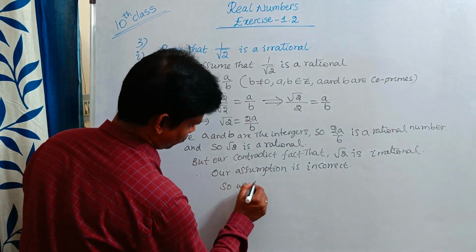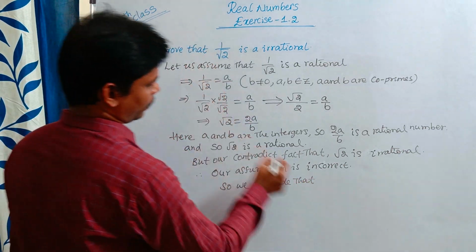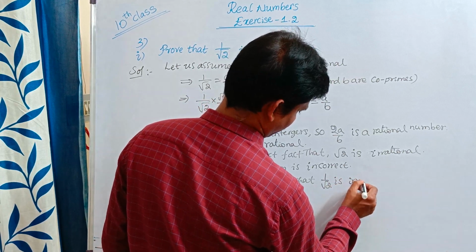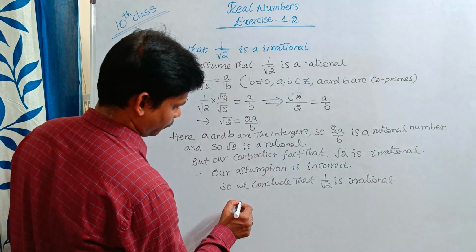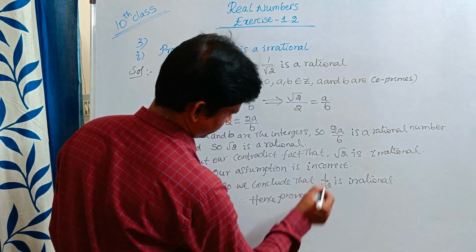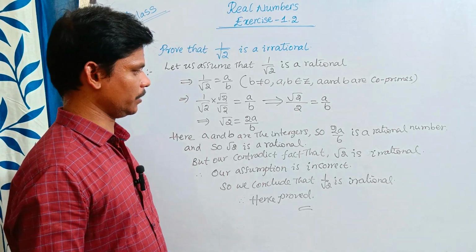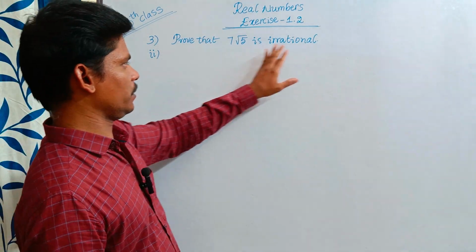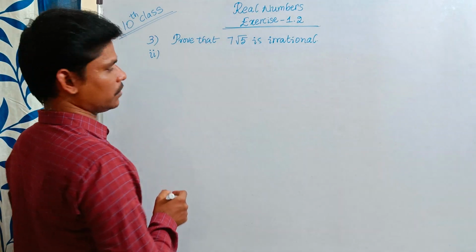So we conclude that 1 by root 2 is irrational. So therefore hence proved. Okay. So this is about the third Roman first question. Next question. Third Roman second one. Prove that 7 root 5 is irrational. First let us assume that 7 root 5 is rational.